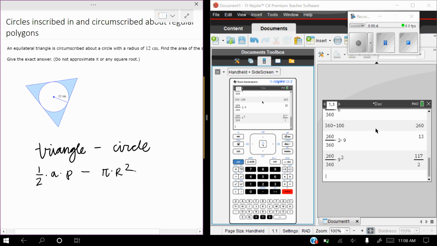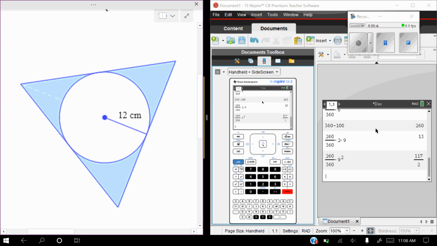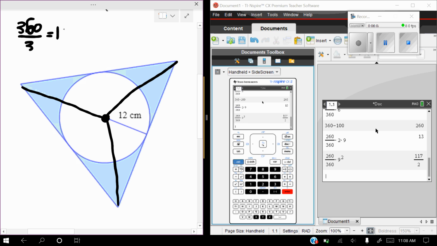All right, so let's zoom in on this triangle. So there's 360 degrees, divided by 3 would be 120. So this would be 120 for the whole thing, and for just half of it, it would be 60. So I know this is a 30, 60, 90 triangle.